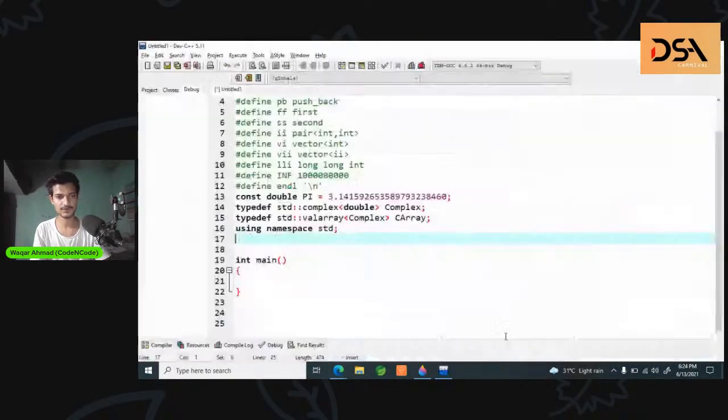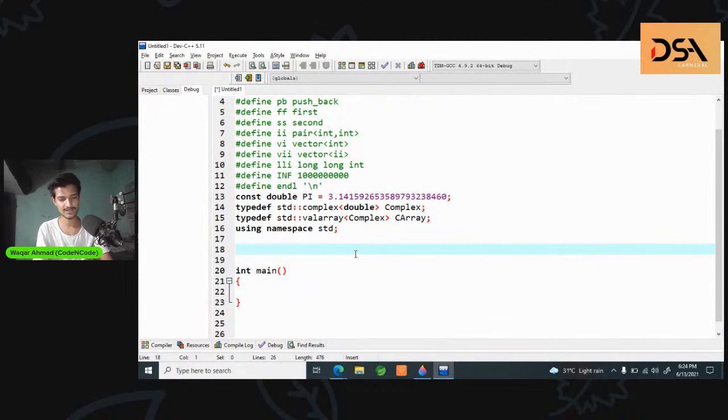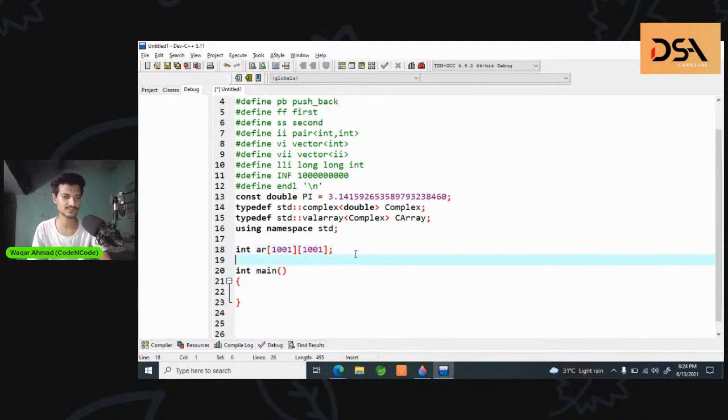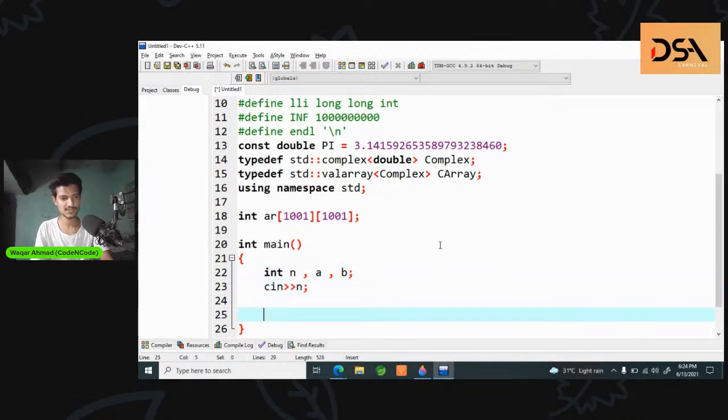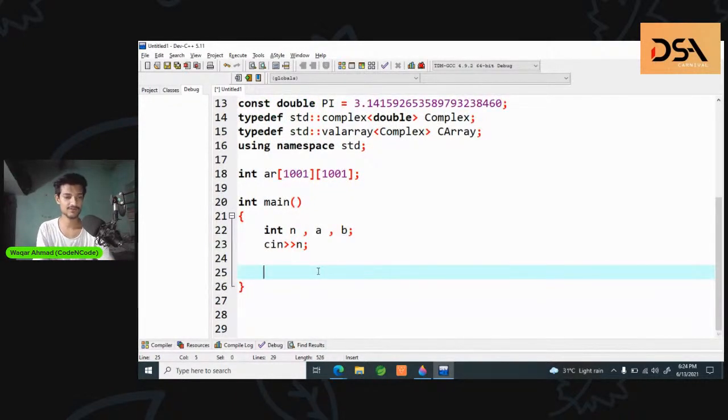If we are going for practical implementation, for the adjacency matrix representation, you can create an array of size depending upon the number of nodes. I'm going for 1,000 × 1,000 because I'm assuming the maximum number of nodes can be 1,000. You'll be provided first with n, the number of nodes. Let me increase the font size. If the number of nodes is n, the number of edges is n minus 1.